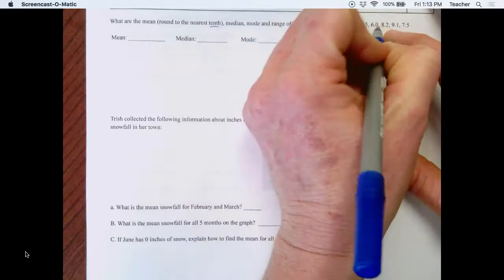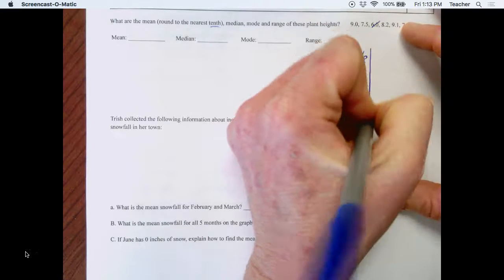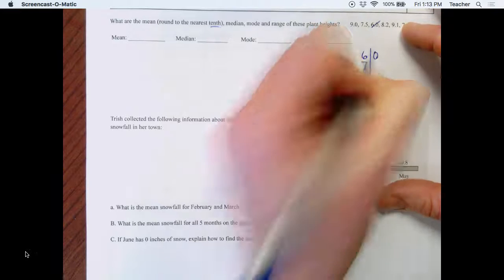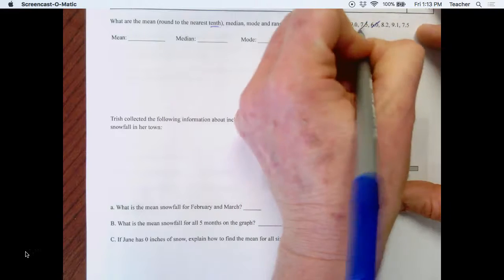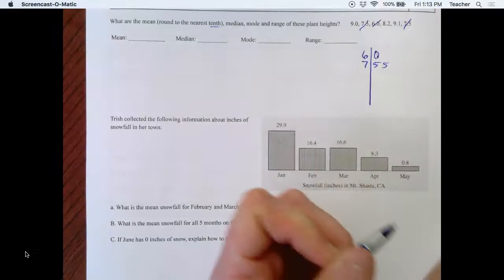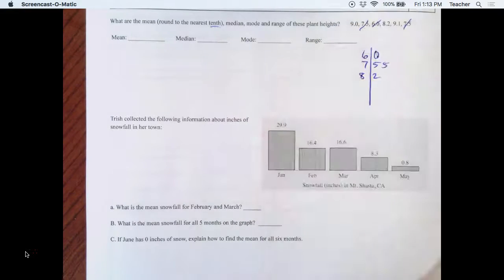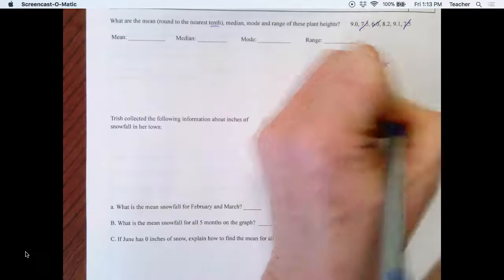So I've got a 6. I have some 7s. I have 7.5, 7.5. I've got an 8.2. And I've got a 9.0 and a 9.1.